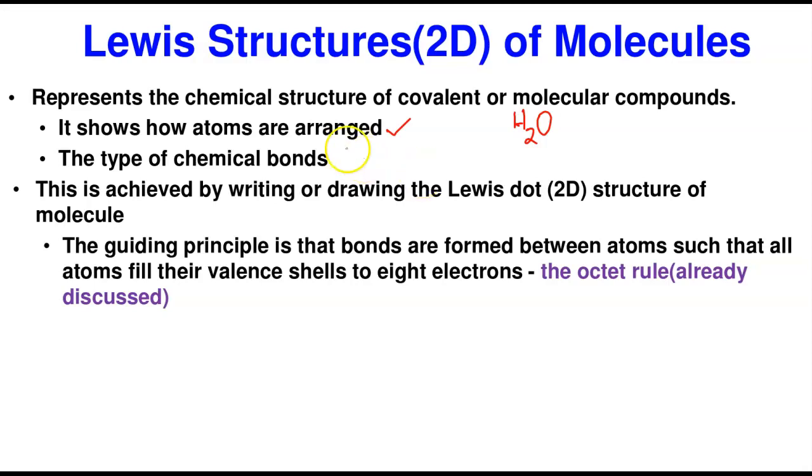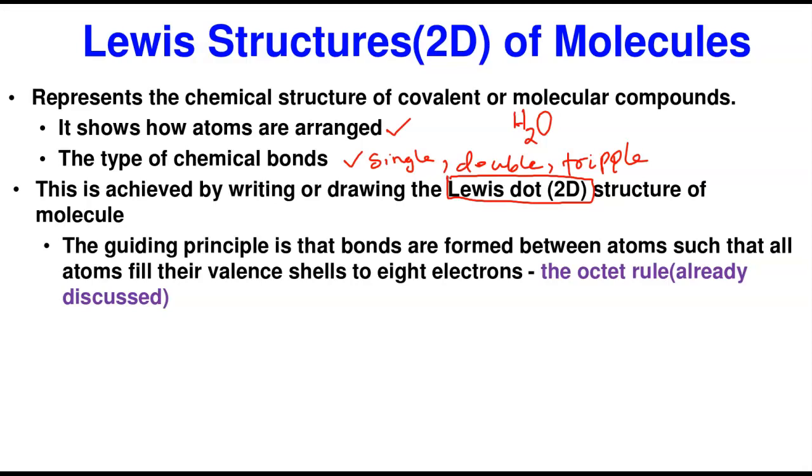So the Lewis structure shows us how these atoms are arranged. And not just that, it tells us the type of bonds that are formed. These bonds can be a single bond between the atoms. It can be a double bond. The bond can also be a triple bond. So these are the things we're going to find out. And this is achieved by writing what we call the Lewis dot structure, according to the founder Gilbert Lewis. These dots represent electrons, just like we did earlier when we looked at the Lewis structure of individual atoms themselves.